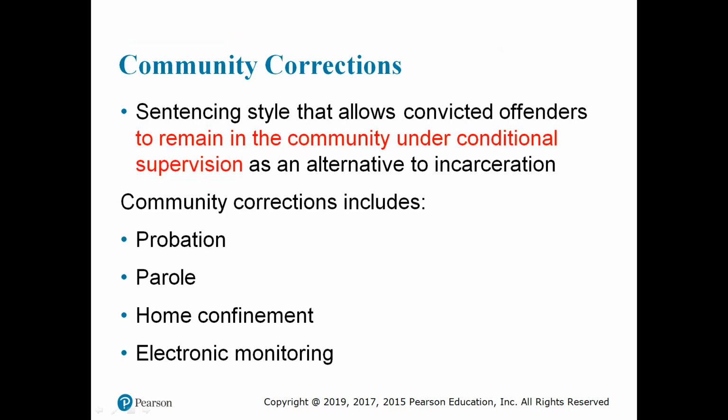So community corrections basically allows convicted offenders to remain in the community under correctional supervision. There are conditions to the supervision that a person remains outside of jail or prison. Some of the community corrections sanctions can be probation, parole, home confinement, and electronic monitoring. So we're going to go over these.